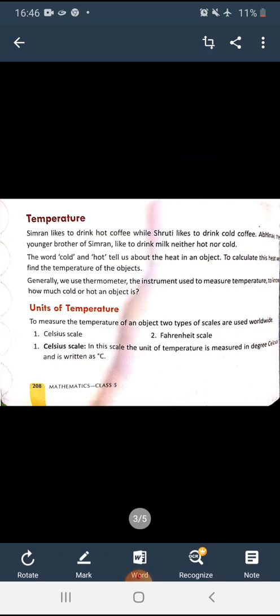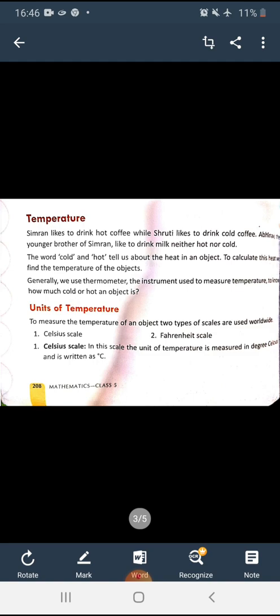So, dear students, first of all, you should know what is temperature. Here one example is given. On the basis of that, you will be clear what temperature is. Read it carefully. Simran likes to drink hot coffee while Shruti likes to drink cold coffee. Right? Abhinav, the younger brother of Simran, liked to drink milk, neither hot nor cold.